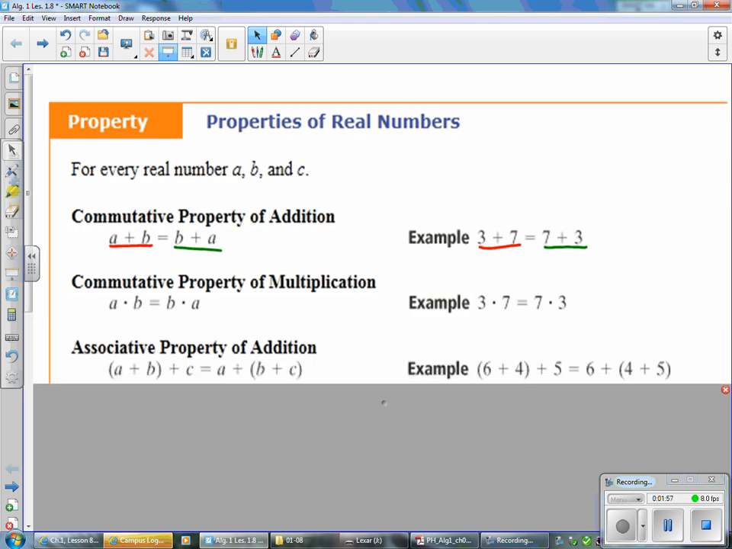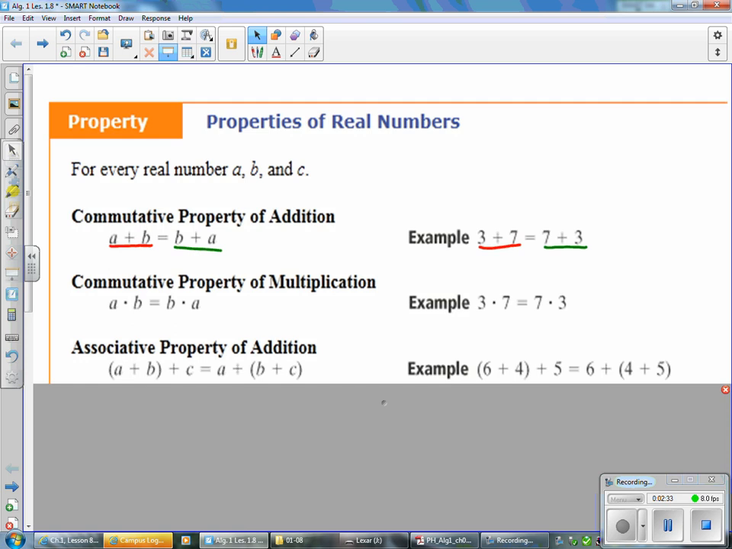The associative property. Associative property of addition basically affects the grouping. So A plus B plus C equals A plus B plus C. Notice the order doesn't change, but what we do first does. So example, if I had 6 plus 4, that's 10. 10 plus 5 is 15. Likewise, if I added the back two together first, 4 plus 5 is 9. 6 plus 9 is also 15. Both of them give me the exact same answer.